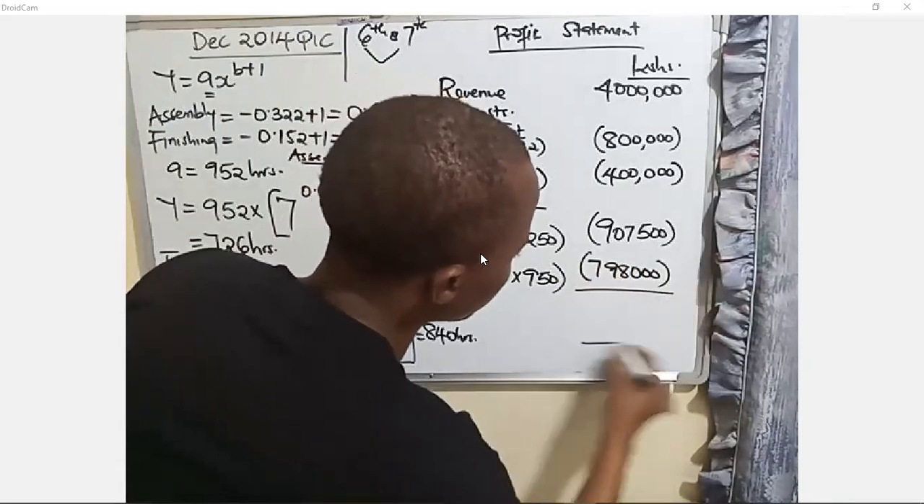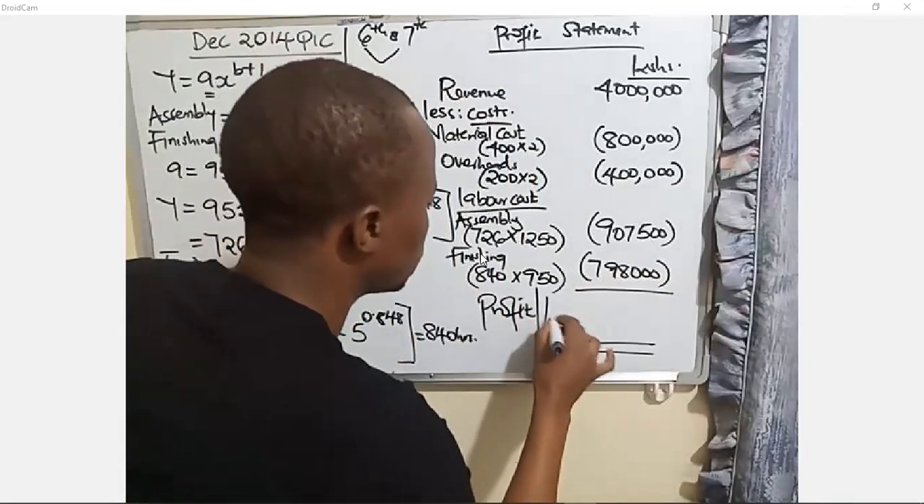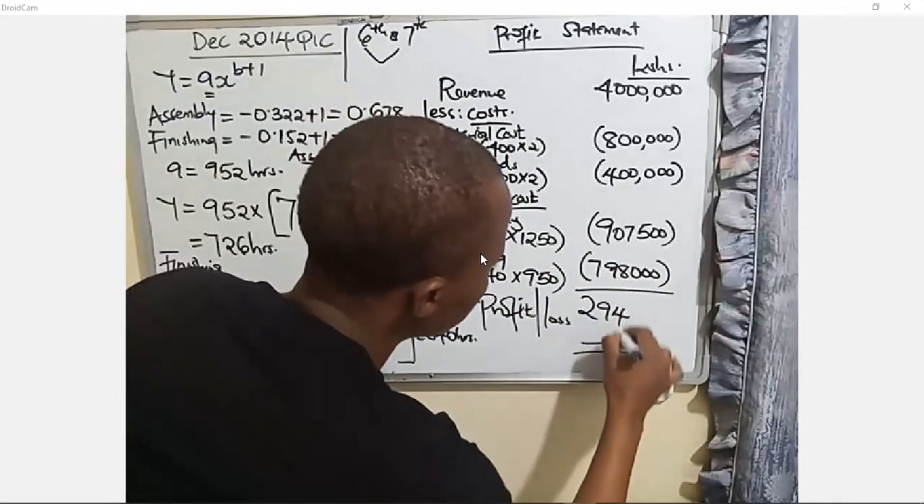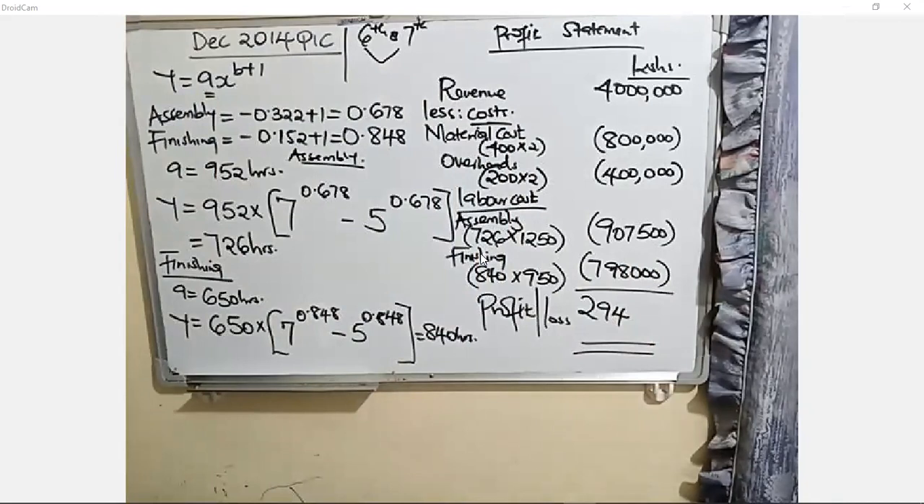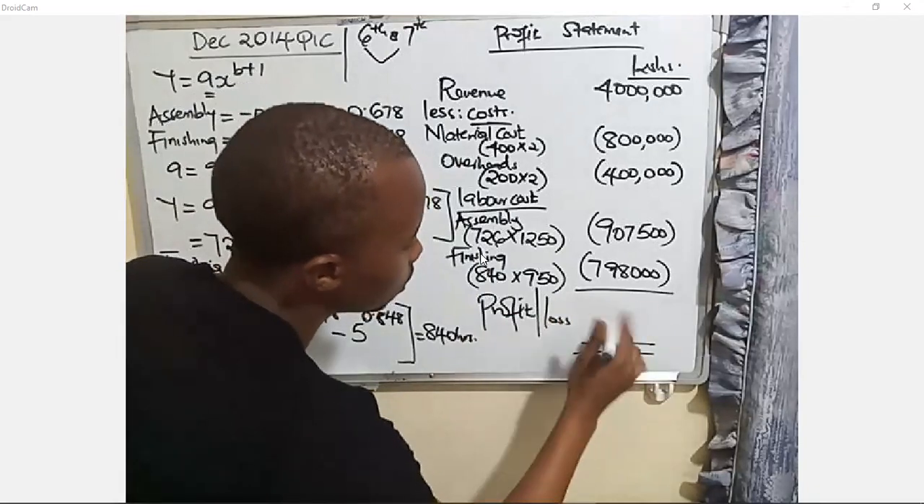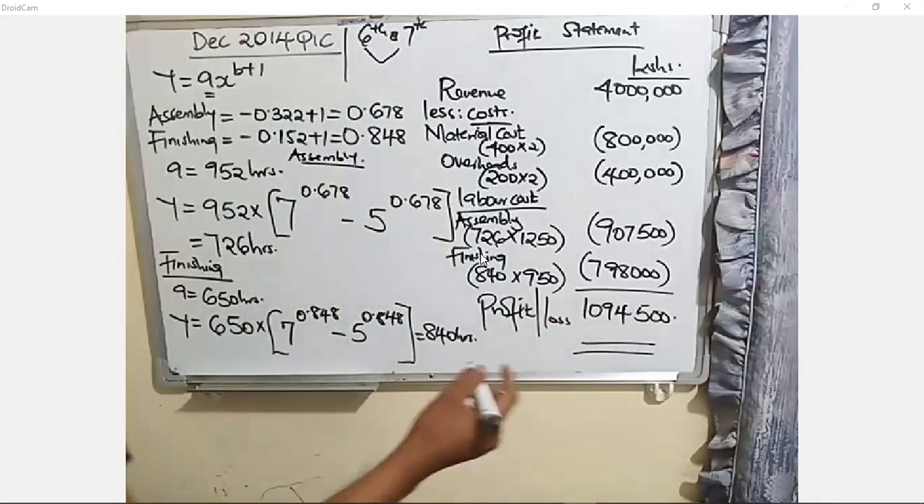So give me the profit or loss. What do we have there at the end of the day? 1,094,500. Pardon? 1,094,500. That is what you have given me.